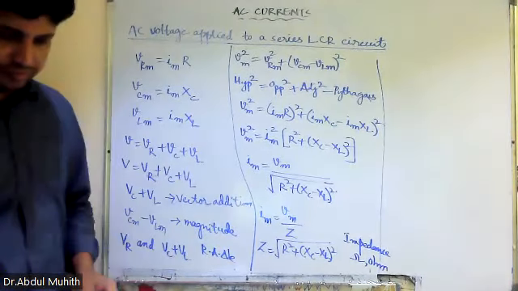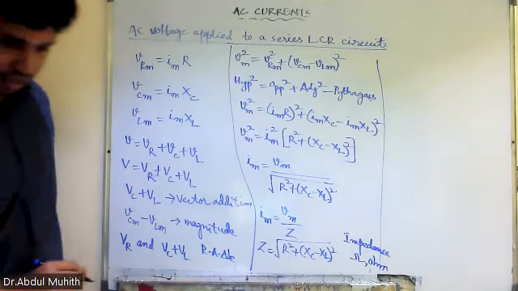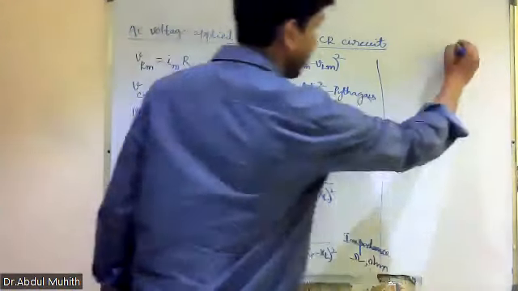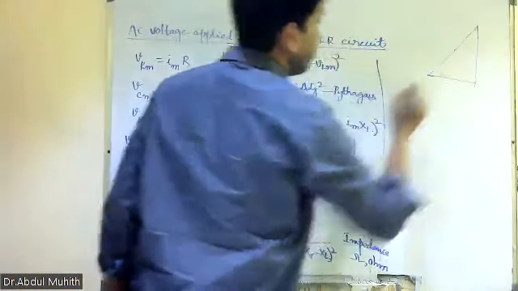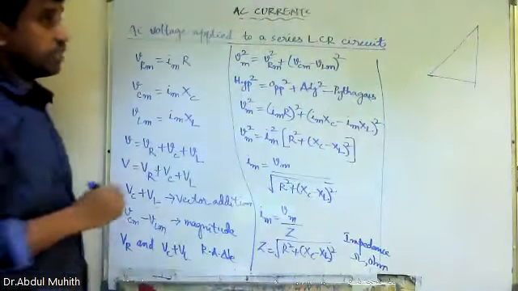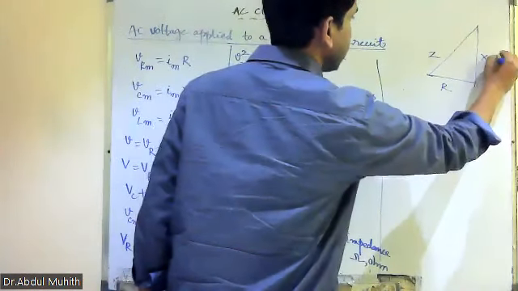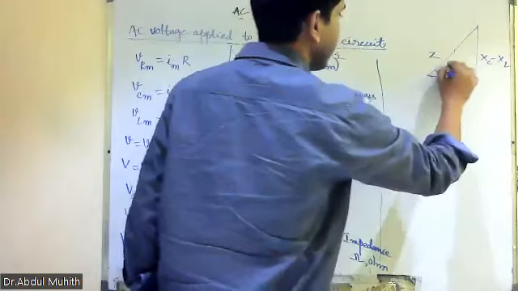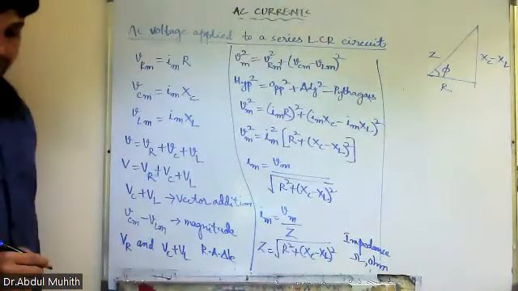Okay. Now here we have I phasor parallel to IR. So here we'll draw the triangle now. In the triangle I'm taking R. This is Z. This is XC minus XL. And this is phi. Is that clear now?